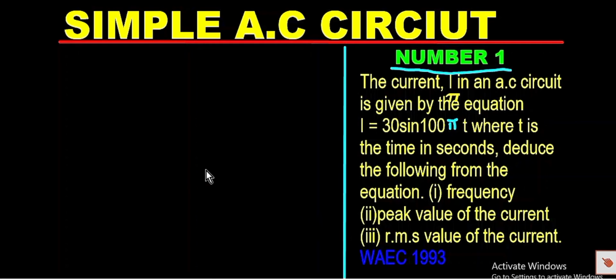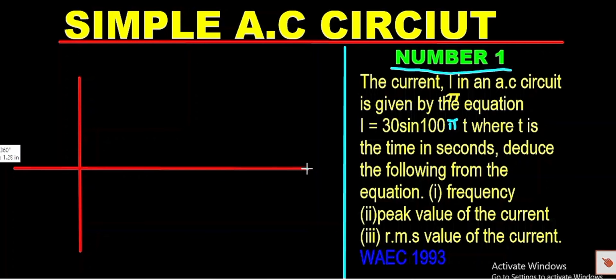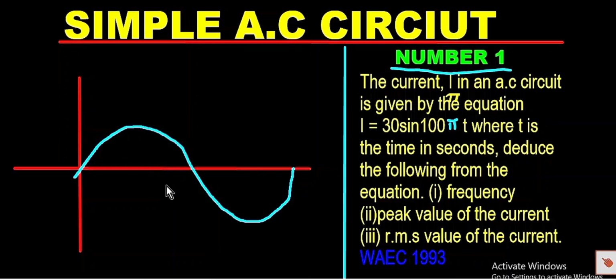Of the current. I want us to first understand that whenever we talk about AC circuits or AC current, such a current is a sinusoidal graph, such that it goes this way. This is the kind of graph an AC current has, whereby this highest value is called the peak current, just like a sine graph.